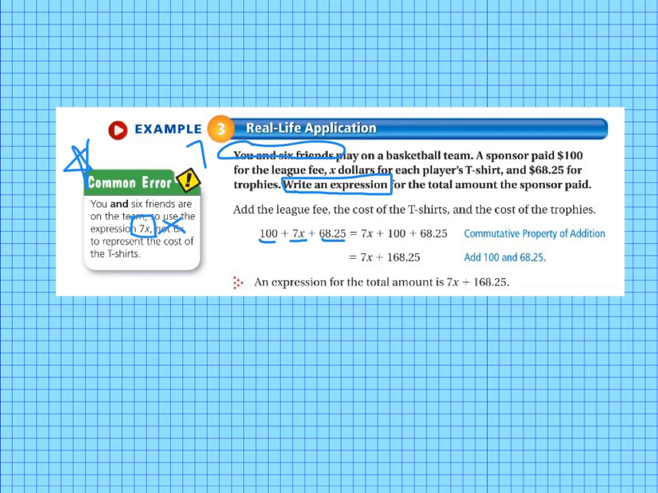So in order to get our constants together, $68.25 and $100, we are using the commutative property of addition. So we are switching the order of these two terms and making it look like this: 7x plus 100 plus $68.25. So that sort of helps to have those two be neighbors, because then we can easily add $100 and $68.25, which we should know is $168.25. And then we've got our plus 7x still there on the front. So our simplified expression is 7x plus $168.25.